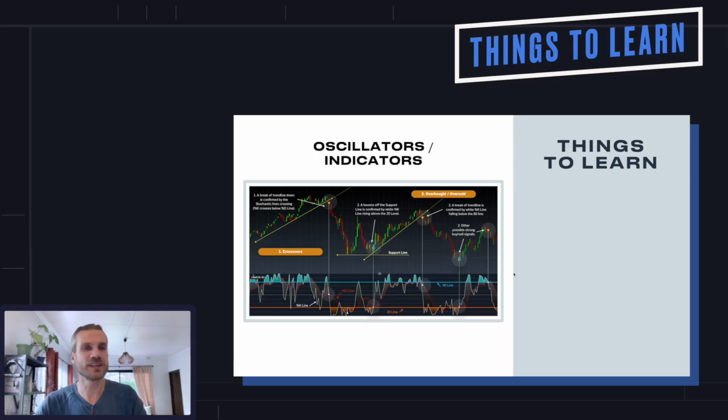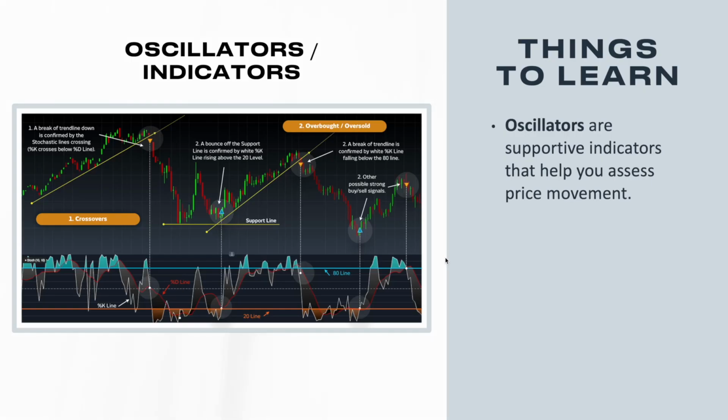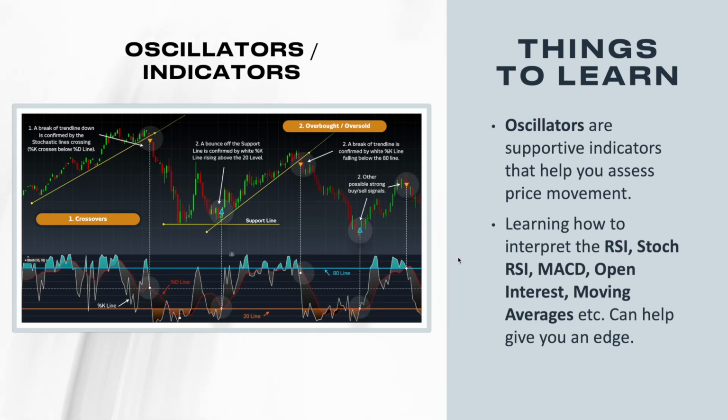Next up, things to learn: oscillators, indicators. Oscillators are supportive indicators that help you assess price movement. Learning how to interpret the RSI, the stock RSI, the MACD, open interest, moving averages, etc. can help give you an edge.